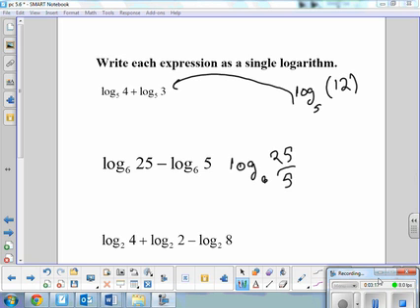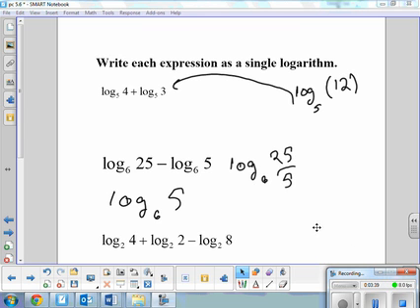So that is going to be log of 25 over 5. And if I divide that, 25 divided by 5 is 5. So it's going to be log base 6 of 5. Let's look at our next example.